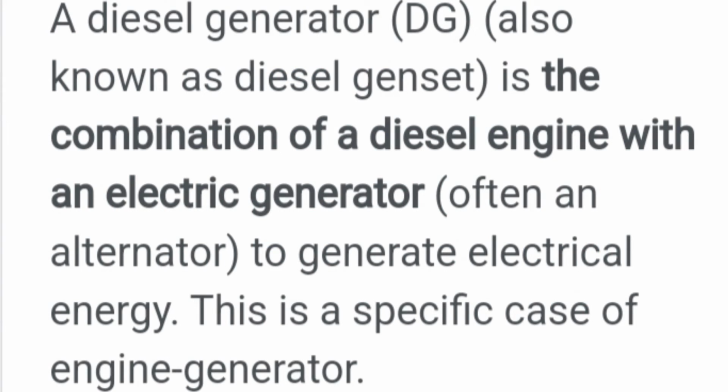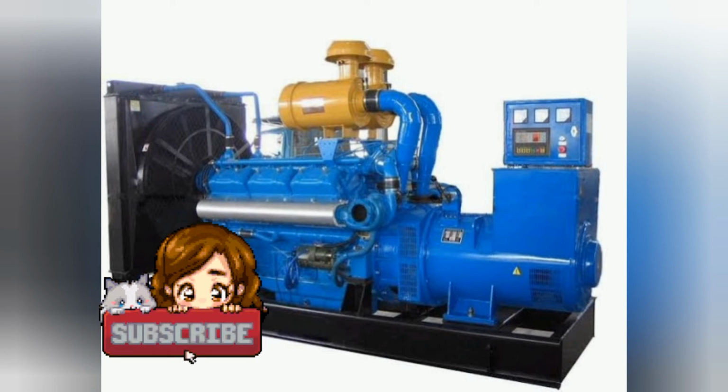Coming to the diesel generator, also known as a DG set, it is the combination of a diesel engine with an electric generator to generate electrical energy. This is a specific case of an engine generator. That means this generator will convert mechanical energy into electrical energy using diesel fuel. So that is the DG set.